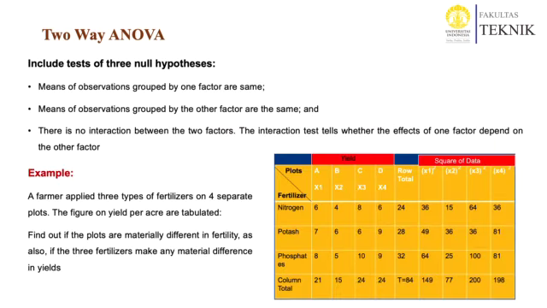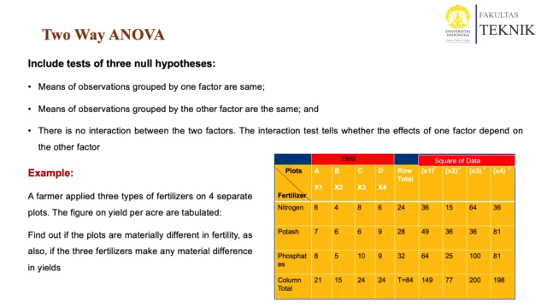So we also need, I mentioned earlier, three null hypotheses. Means of observation grouped by one factor are the same. Means of observation grouped by the other factor are also the same. And also there is no interaction between the two factors. The interaction test tells whether the effect of one factor depends on the other factor.